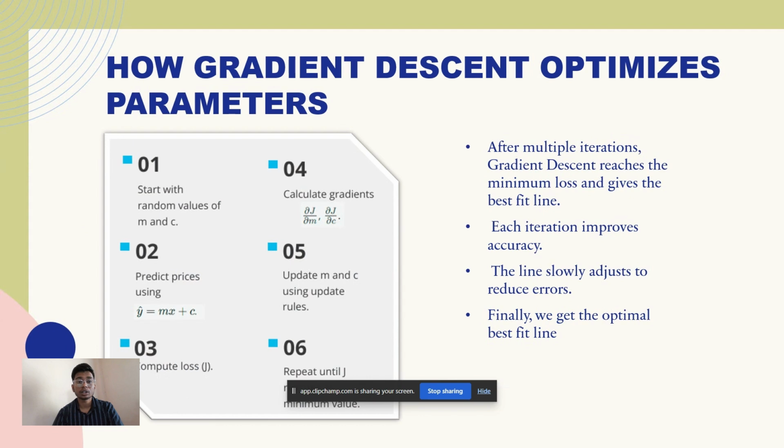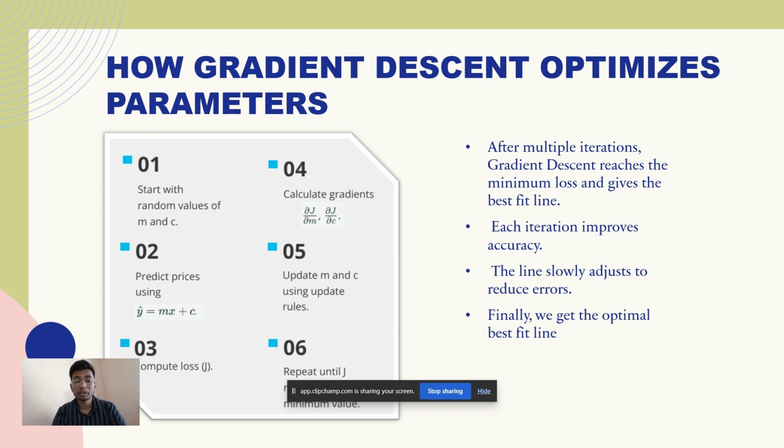How gradient descent optimizes parameters. Let's see it step by step. Initially, for the first step, we will start with random values of m and c. In the second step, we will predict the prices using the formula y = mx + c. In the third step, we will compute the loss, that's J. In the fourth step, we will calculate the gradients ∂J/∂m and ∂J/∂c, both. In the fifth step, we will update m and c using the update rules and the formula.